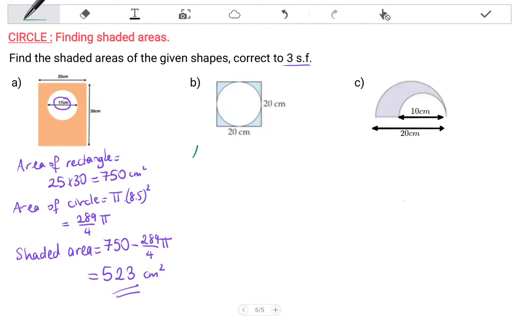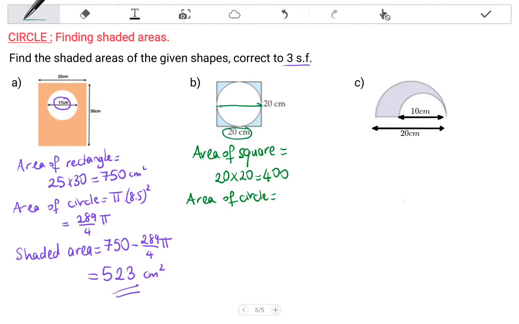So let's find the area of square first, and this is 20 times 20, which is 400. And let's find the area of circle. And this is, I need the radius, and 20 is the diameter of this circle, and radius is 10, which is half of it. So the area of circle is pi r square, which is pi times 10 square, and that makes 100 pi.